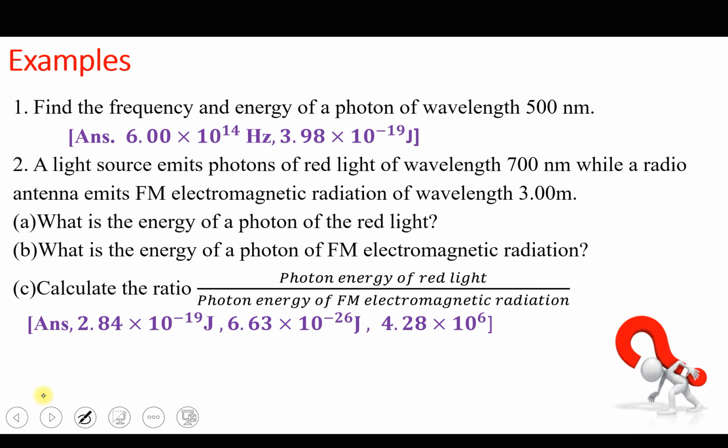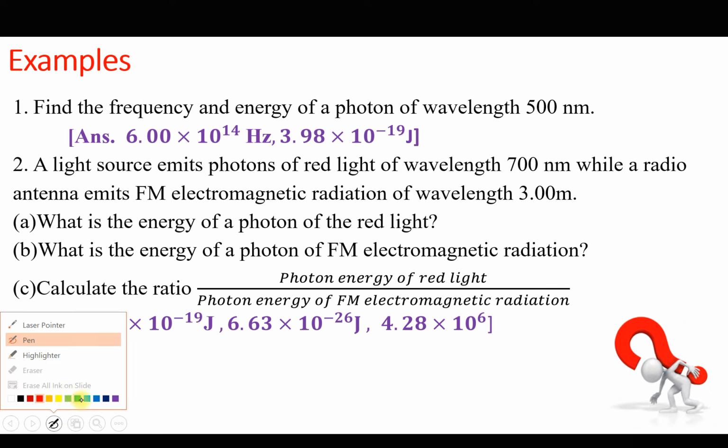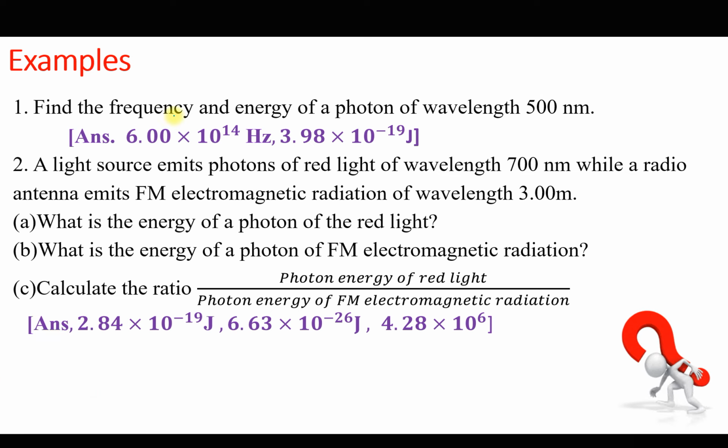Examples. The examples are direct. I'll just give you an example. Find the frequency and energy of a photon of wavelength 500 nanometers. I'll just use the spaces here because I don't want to create more space, since these are very easy equations.